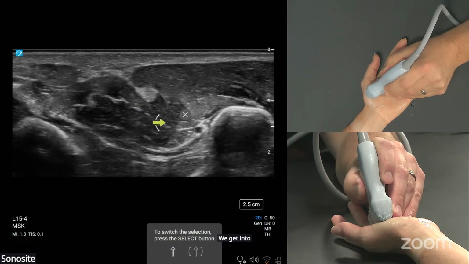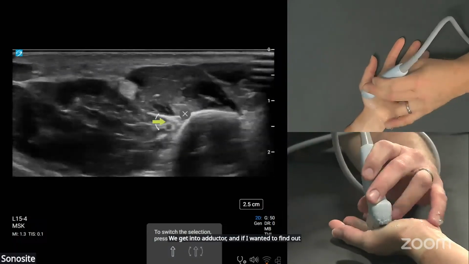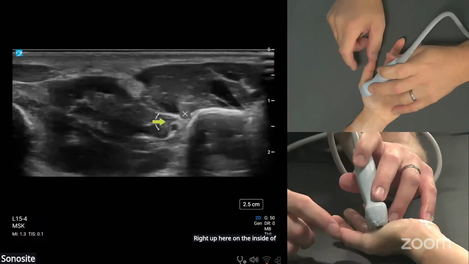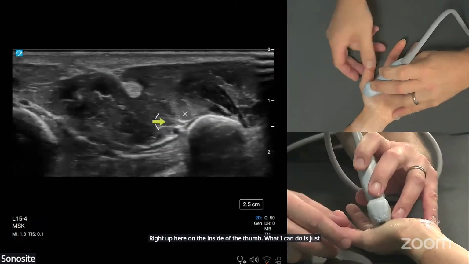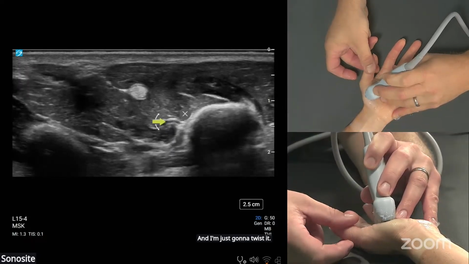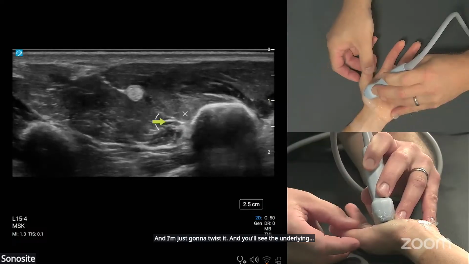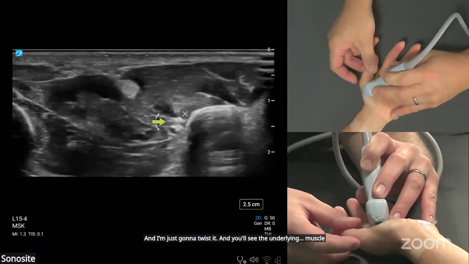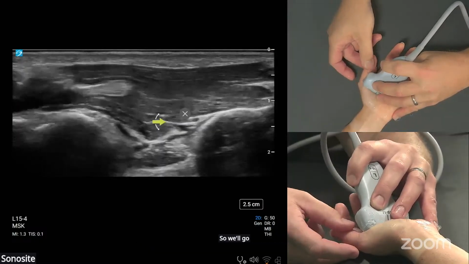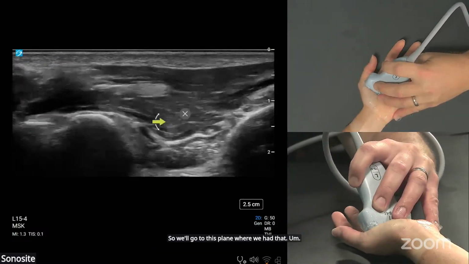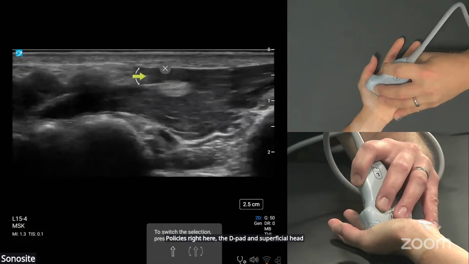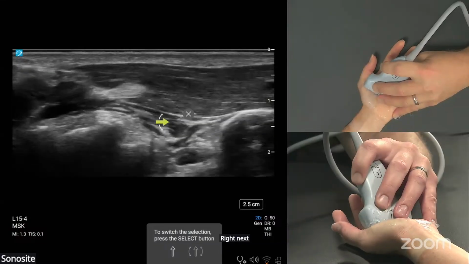And if I wanted to find out if that was adductor or not, just knowing where the adductor inserts right up here on the inside of the thumb, what I can do is just twist the MCP joint. So I'm going to grab her thumb and I'm just going to twist it. And you'll see the underlying muscle differentiate itself, especially in that slightly oblique long axis right here. So we'll go to this plane where we had the abductor pollicis right here, the deep head and superficial head in the PowerPoint, right next to adductor right here.